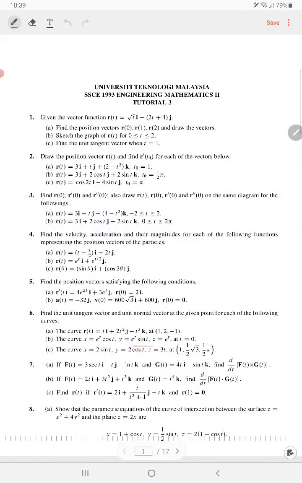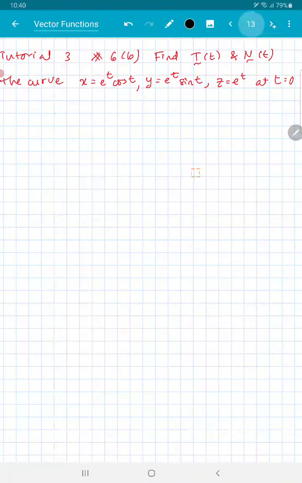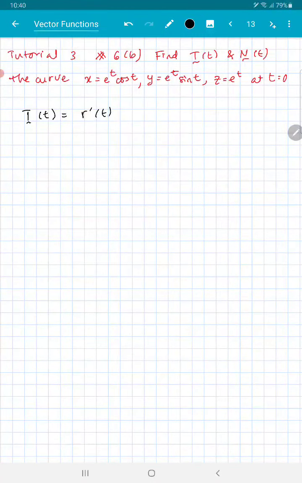As you can see, the curve is in xyz space, and it is given as a set of parametric equations. We are asked to find the unit tangent vector and unit normal vector of this curve when t is equal to 0. For the unit tangent vector, the formula is r prime divided by the magnitude of r prime.